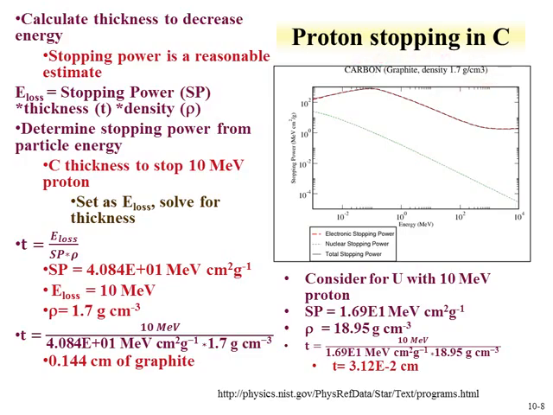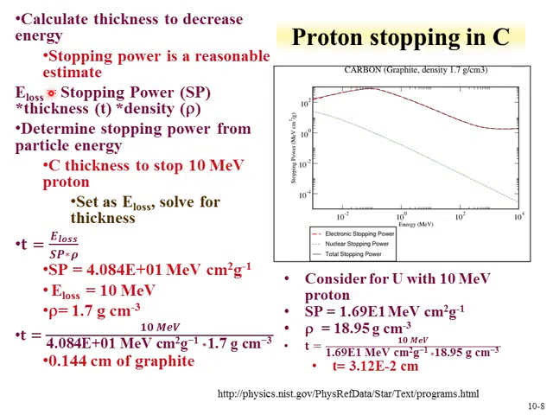So we want to determine the stopping power from the different particle energies. In other words, we would go to this program, the P-star program. We can actually input the energy that we're interested in. In this case, let's see how much graphite is needed to stop a 10 MeV proton.